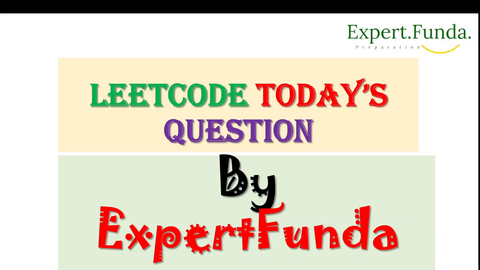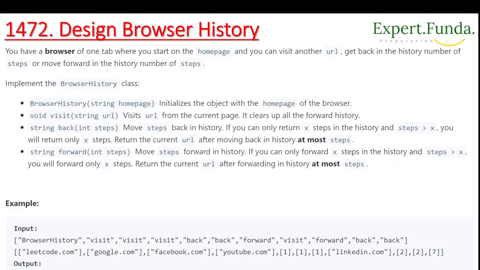So let's start today. The question that we have on LeetCode is 1472, and we are going to see this question. Today's question is saying: design a browser history. You have a browser with one tab, where you start on the home page and you can visit another URL, get back in the history a number of steps, or move forward in the history a number of steps.